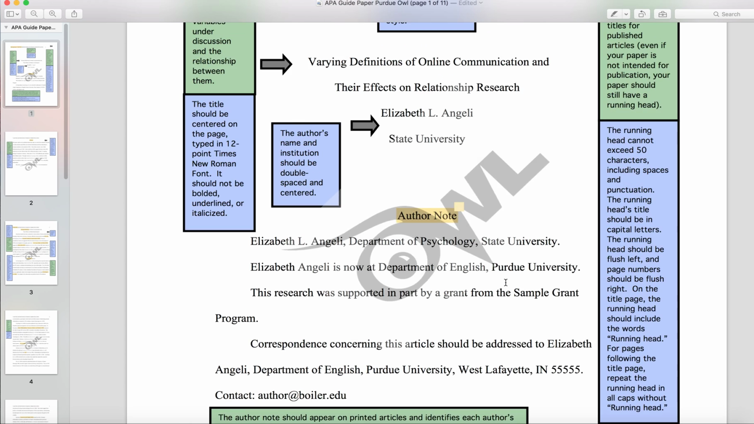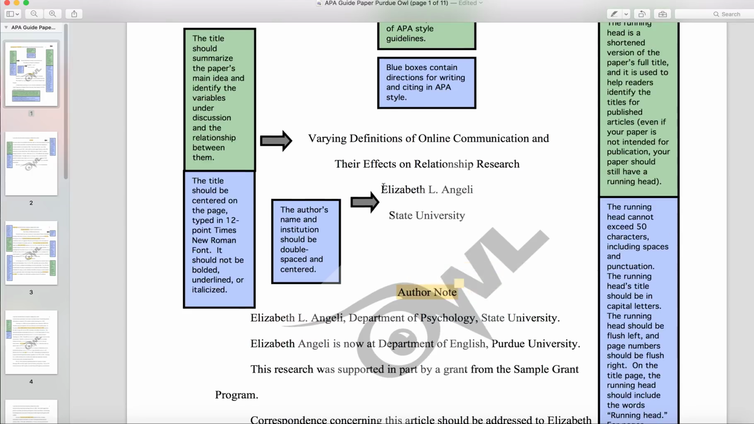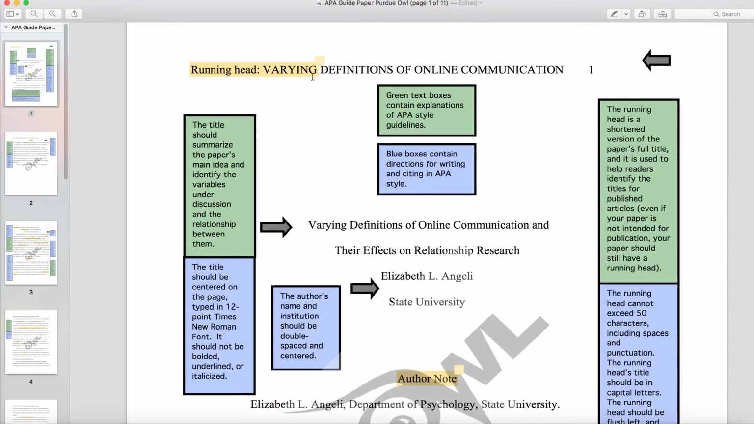In this, you're just going to keep it real simple. You can see here on the author's note, you don't need to do this. All you need is this right here: the name of your paper, your name, and Francis Marion University. And then, of course, you'll have the running head. Notice it's lowercase, and then it's all caps here.